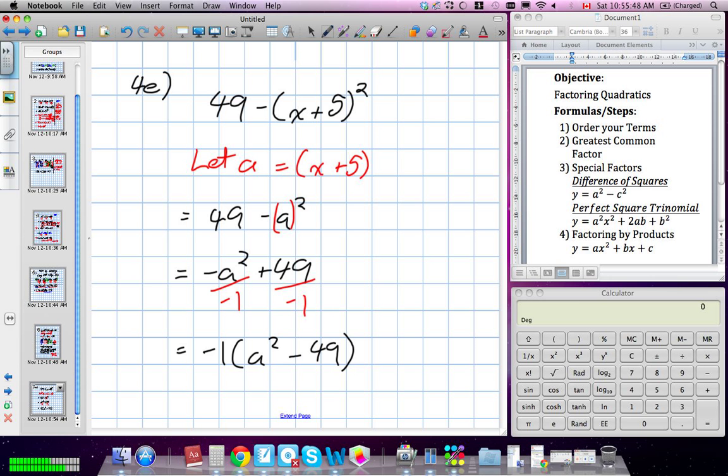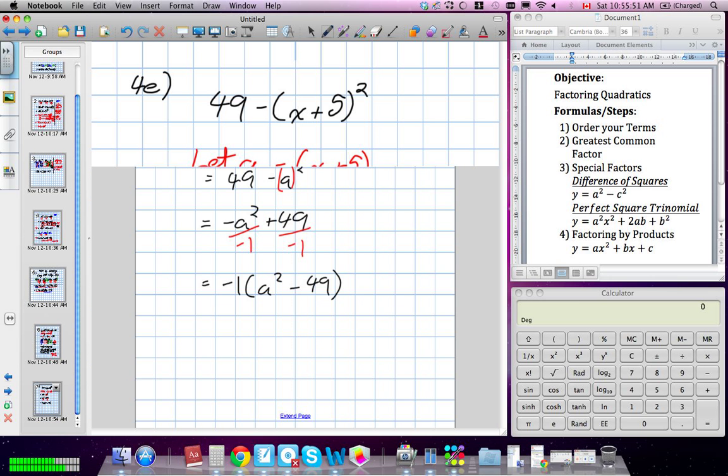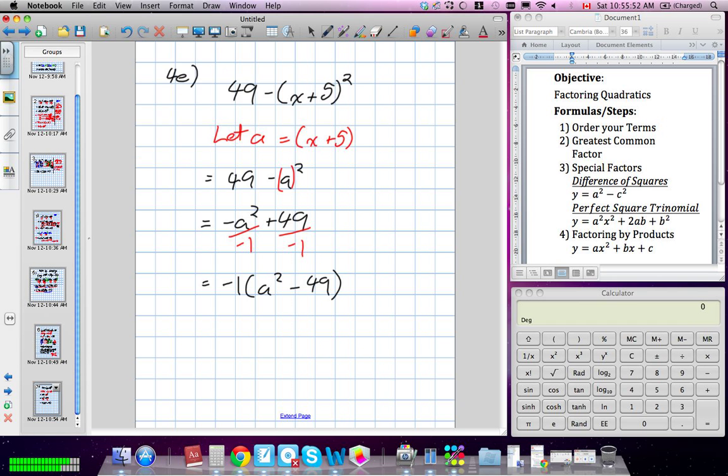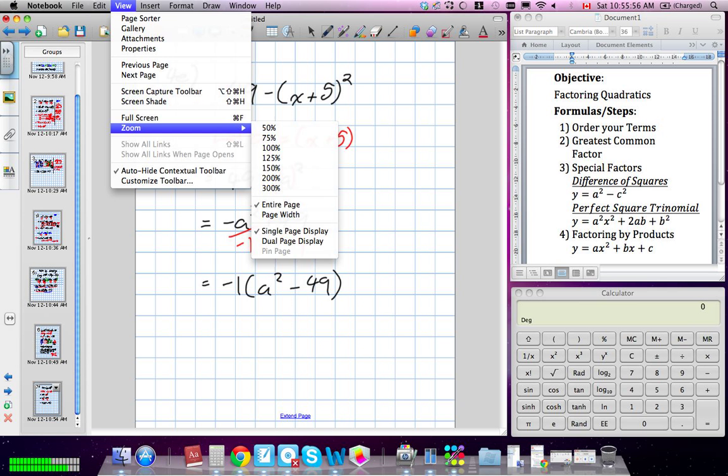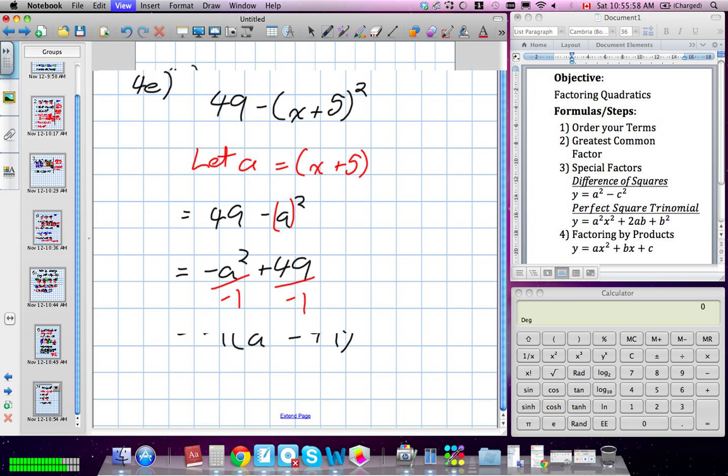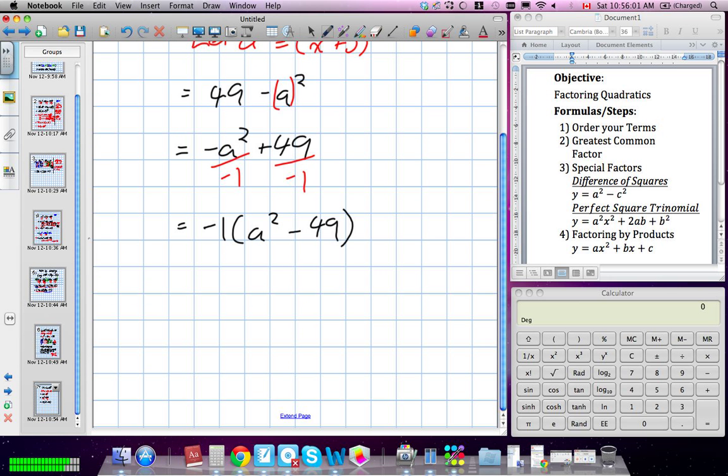Let's go back to our factoring rules for a sec. Remember our steps? So we just ordered our terms and we took a greatest common factor out. What are we looking at? Could this be a difference of squares? Yeah. Just two terms and there's a subtraction sign. Do you know how to solve a difference of squares? Yeah.